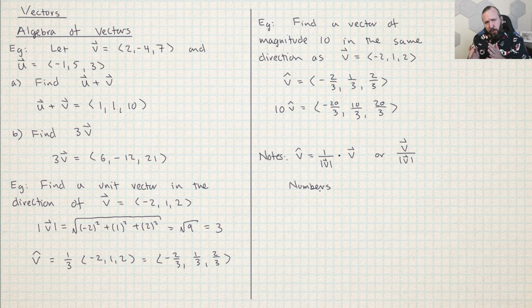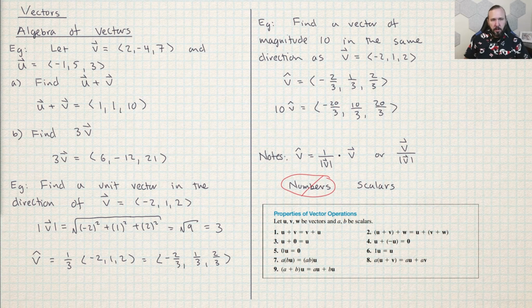We really want to drive home the point that the job of numbers in this context is to rescale vectors. So we don't call them numbers or constants anymore. We call them scalars. Because that's the thing that they do, they denote changing the size of something.